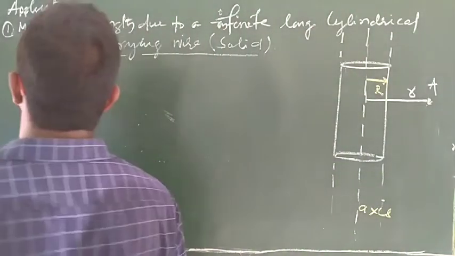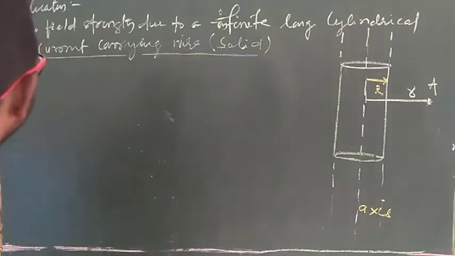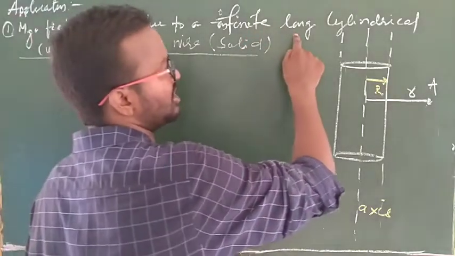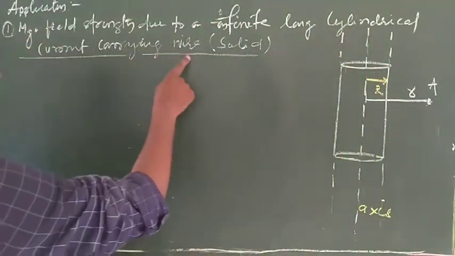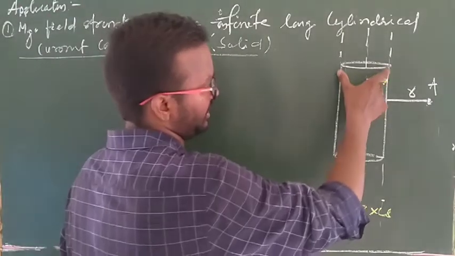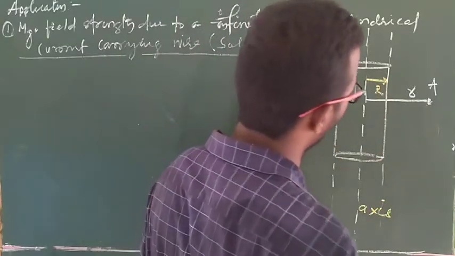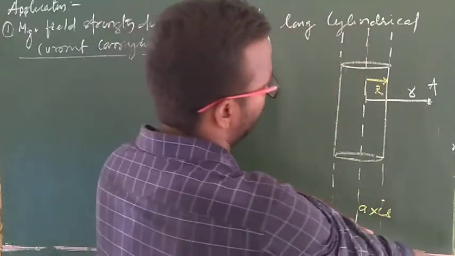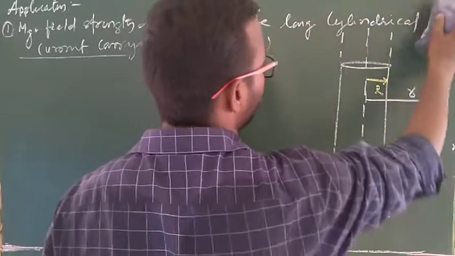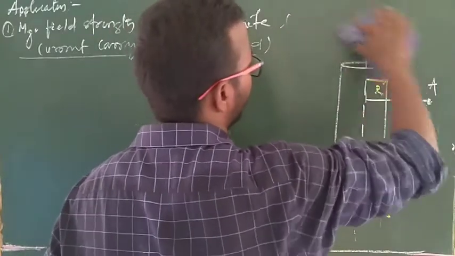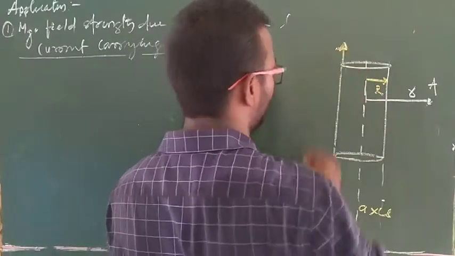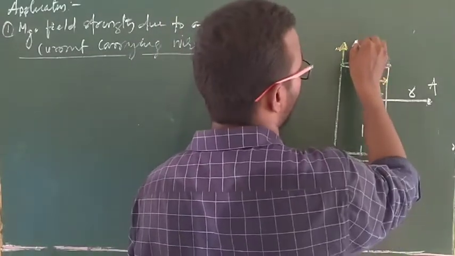Now we will go to the application of Ampere's circuital law. The first application: magnetic field strength due to an infinitely long cylindrical current carrying conductor or wire which is solid. This is the model of a cylindrical wire, which is solid, and this is the direction of flow of current. This is the infinite cylinder.